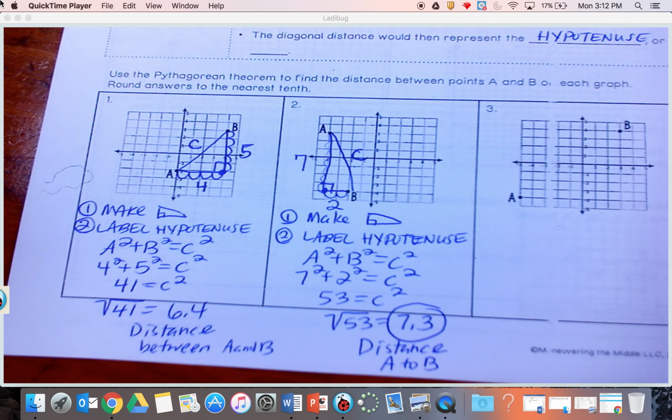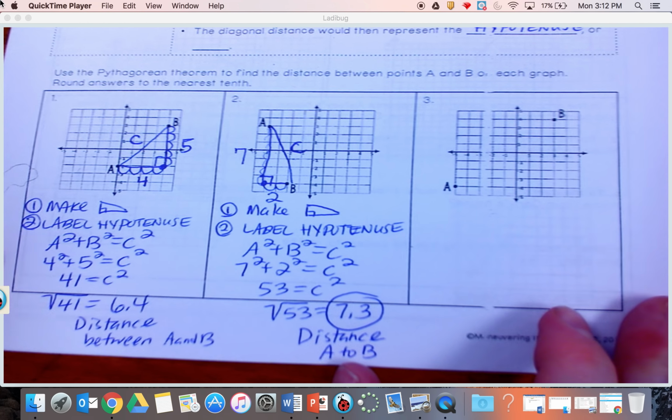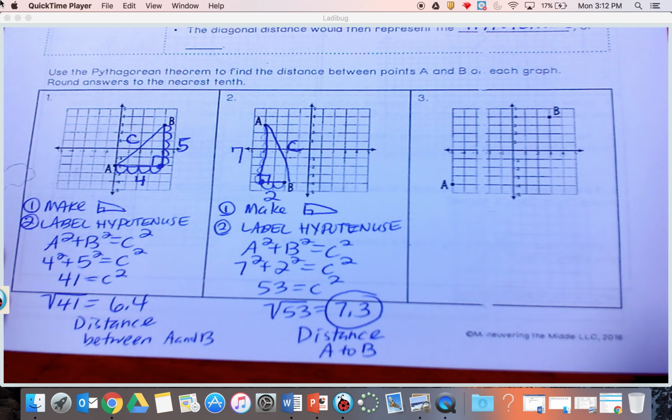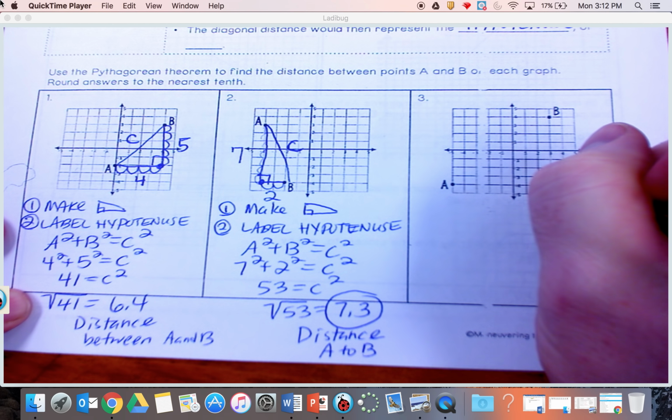So here it is, another one. So you try this one on your own. Pause the video, you try the problem, make your right triangle, label your hypotenuse, use your Pythagorean theorem, and you will be able to see that answer. Okay, and then you can hit play and see how I did, see if your answer matches up. Okay? Alright, hopefully you're back now. You paused the video and you're ready to see this.